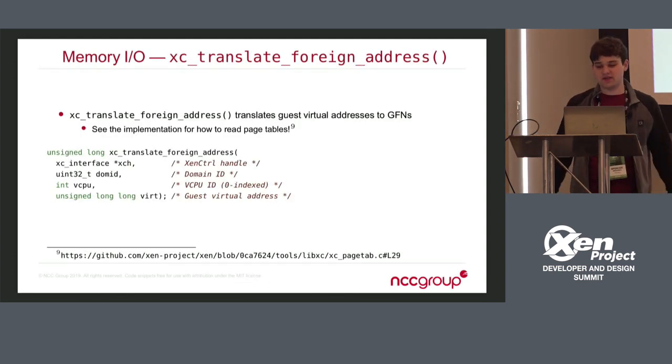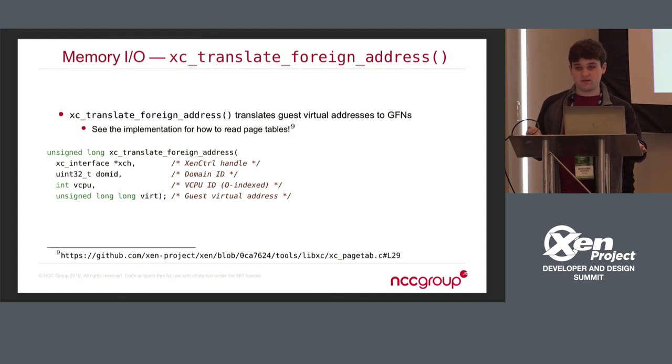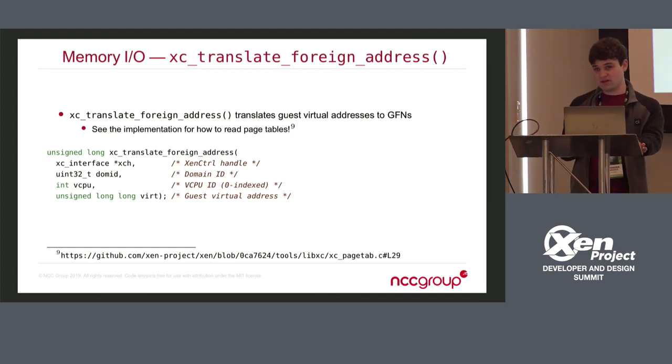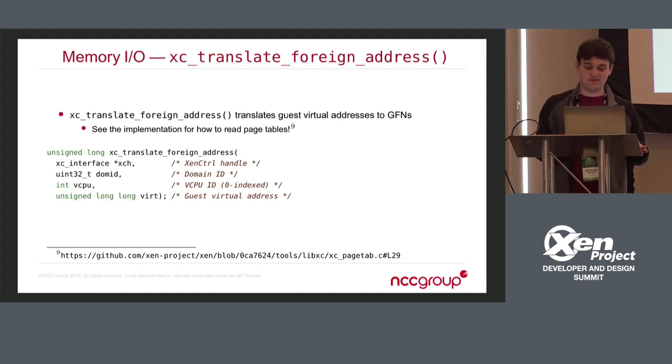And then xc_translate_foreign_address, as I said, translates guest virtual addresses to guest frame numbers. The first two arguments we know: the Xen control handle and the DOM ID. Then you pass in a virtual CPU ID, which is just a zero-indexed identifier for whatever vCPU you want to target. Then you pass it a virtual address, and it will give you the GFN of the page on which that virtual address resides. If you want to read raw page table entries, by the way, this is the function to look at the implementation for. Unfortunately, there is no Xen VMI function for reading raw page table entries, but basically this function does that, and then it clears out all the other page table entry info except the address that it pulls out of the page table. So just look at the code here for that.